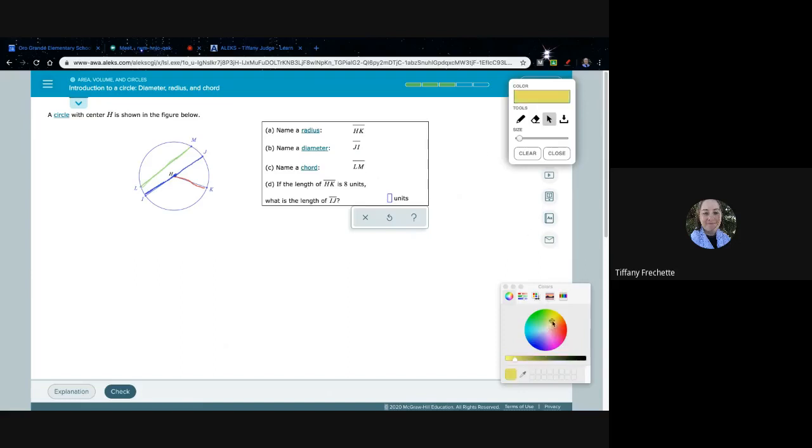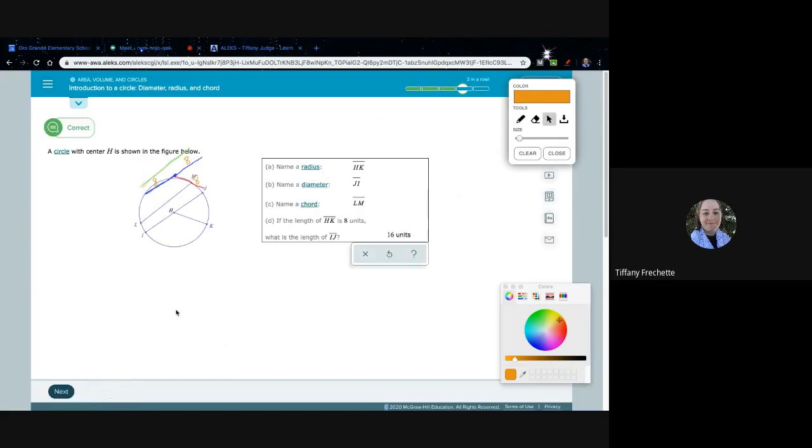Let's put this in orange. If HK is 8 units, let me turn my pen tool back on, what is the length of IJ? If I know that this radius is 8, and so is this one, and so is this one, and I want the whole length, I just add them together and get 16. All right, we finished another one, yay.